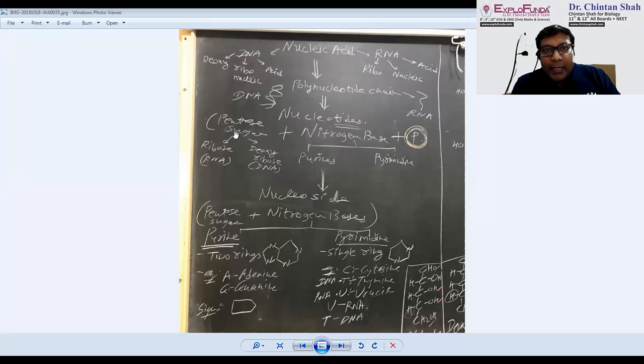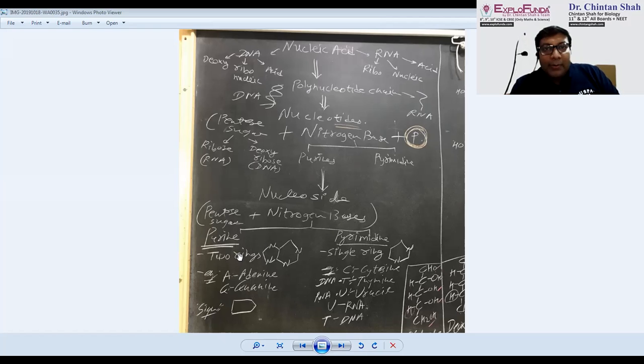There are two varieties of pentose sugar. One of them is known as ribose sugar, which is present in the RNA, and the other is known as deoxyribose, which is present in the DNA. Then the nitrogen bases, there will be two types. One is a purine, another is known as a pyrimidine. If phosphate is tied to it, it is known as a nucleotide. If you leave out the phosphate, then it will be known as a nucleoside. So the nucleoside has a pentose sugar and nitrogen bases.